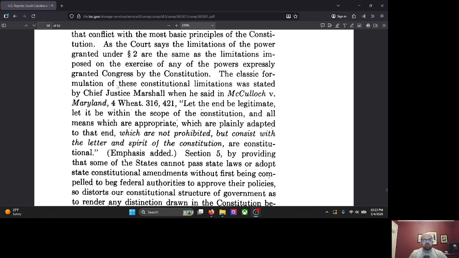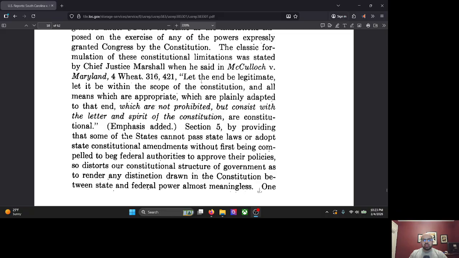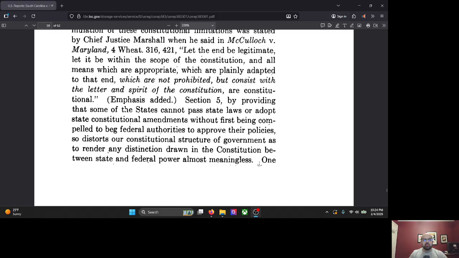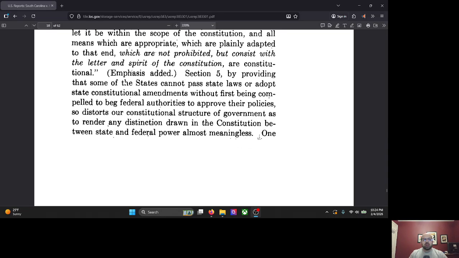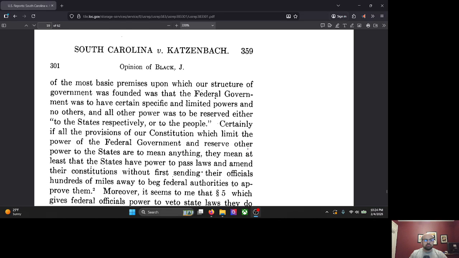The classic formulation of these constitutional limitations was stated by Chief Justice Marshall when he said in McCulloch v. Maryland, "Let the end be legitimate, let it be within the scope of the Constitution, and all means which are appropriate, which are plainly adapted to that end, which are not prohibited but consistent with the letter and spirit of the Constitution, are constitutional." Section 5, by providing that some states cannot pass state laws or adopt state constitutional amendments without first being compelled to beg federal authorities to approve their policies, so distorts our constitutional structure of government as to render any distinction drawn in the Constitution between state and federal power almost meaningless.